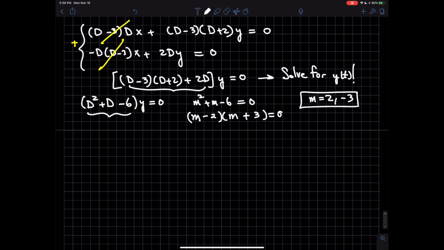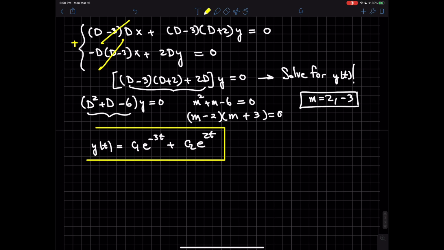So then I can simply write my solution, which remember is a y of t we found here, as c1 e to the negative 3x. Sorry, that's not an x, that's a t. C1 e to the negative 3t plus c2 e to the 2t, and that's my y of t. So I have one of the equations appearing in front of my eyes now that I've solved it. So there's my y of t.